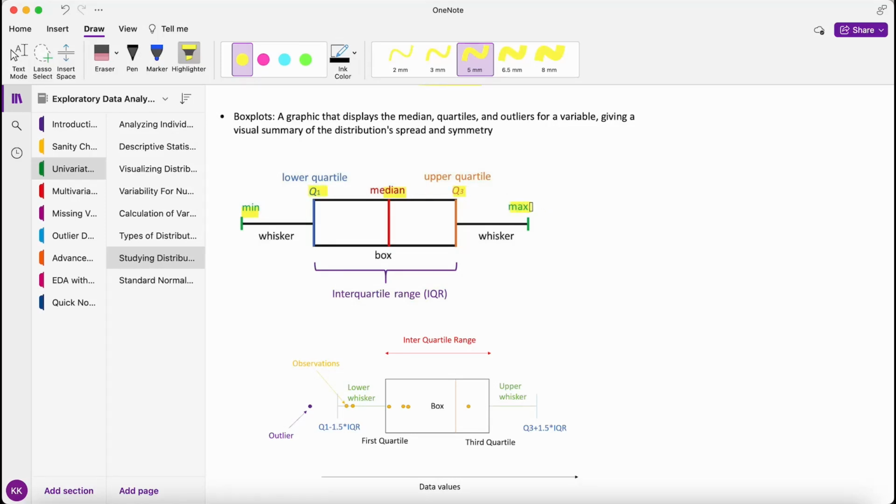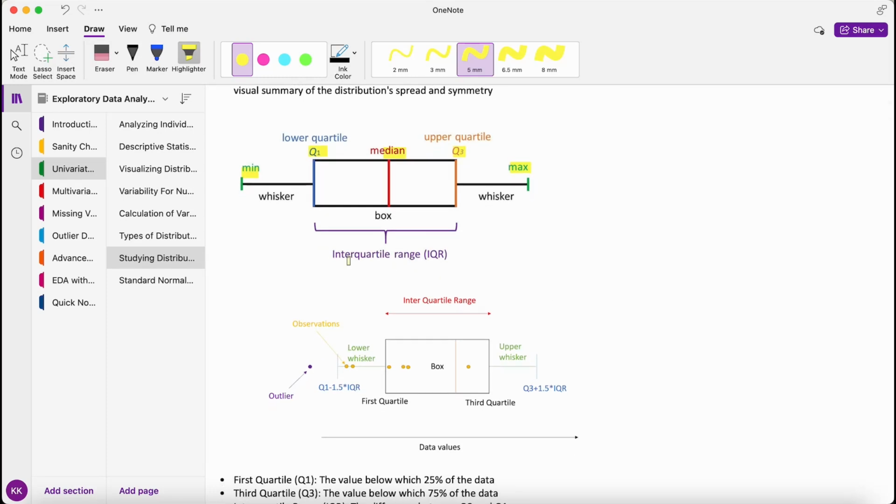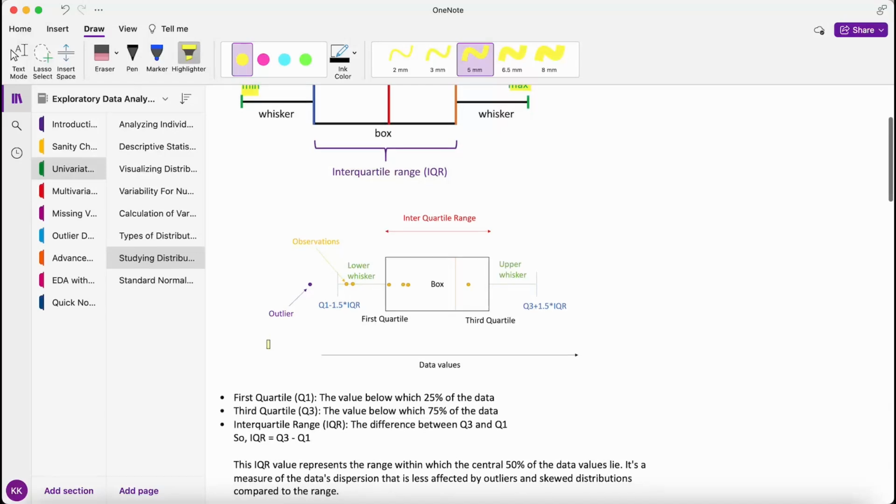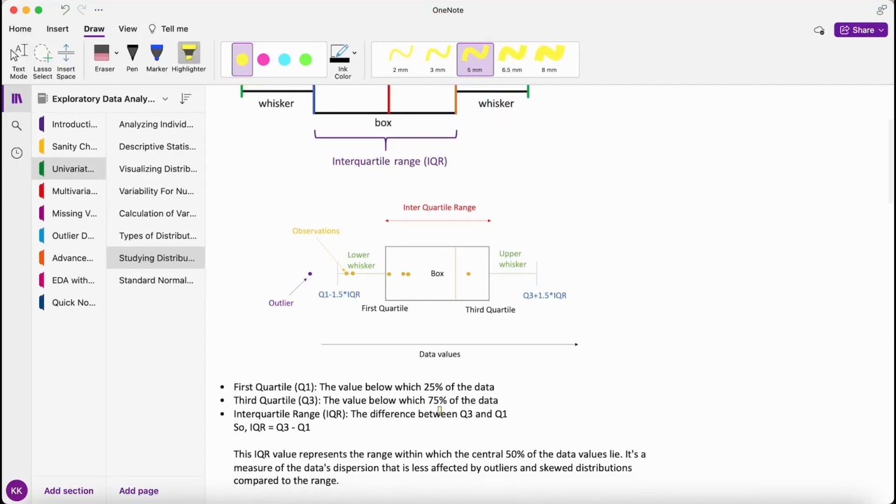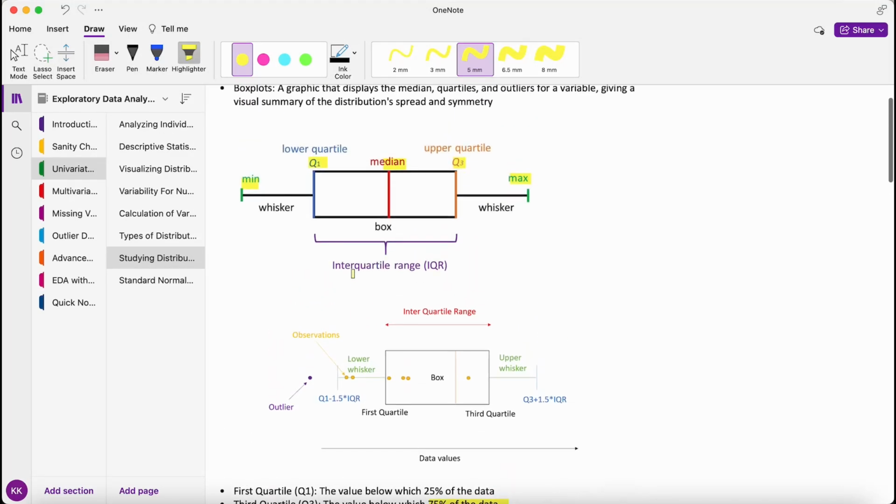The first quartile, also known as the lower quartile, is the value below which 25% of the data falls. The third quartile, or upper quartile, is the value below which 75% of the data falls. The space between Q1 and Q3 is known as the interquartile range, or IQR, which measures the middle 50% of the data. The median, marked by the red line within the box, divides the data into 2 equal parts. Half the data points are above it and half are below. It's also known as the second quartile or the 50th percentile.